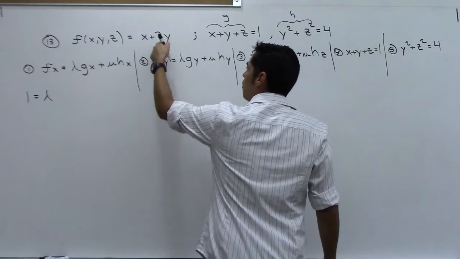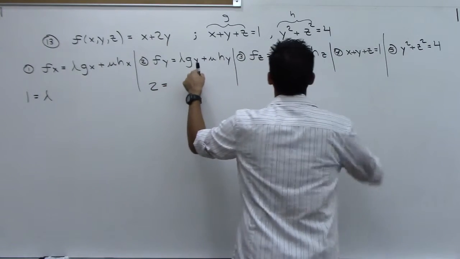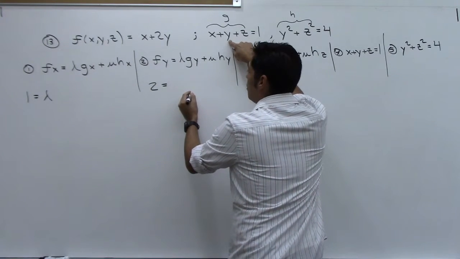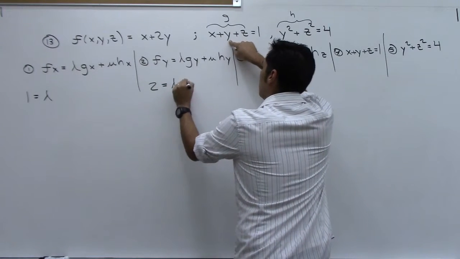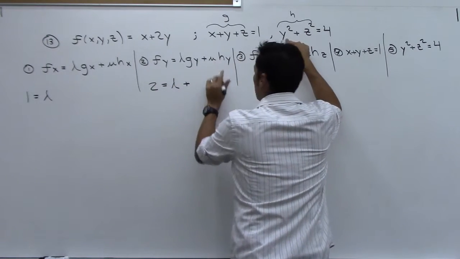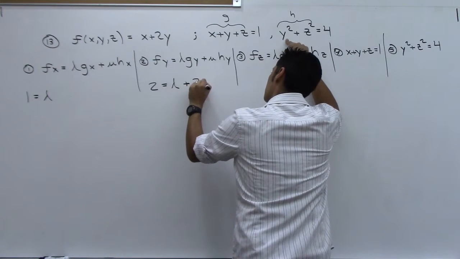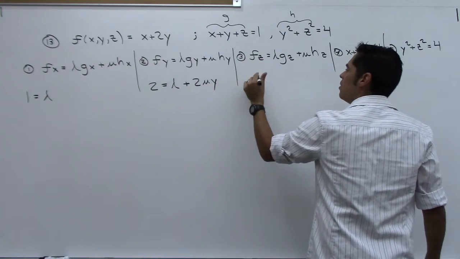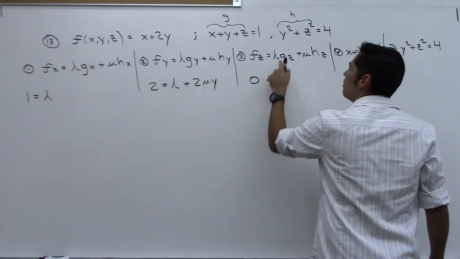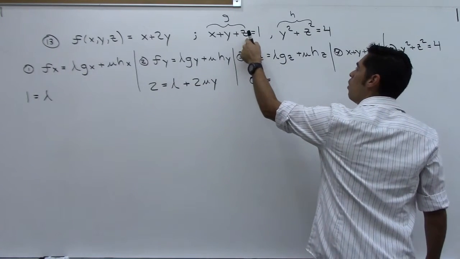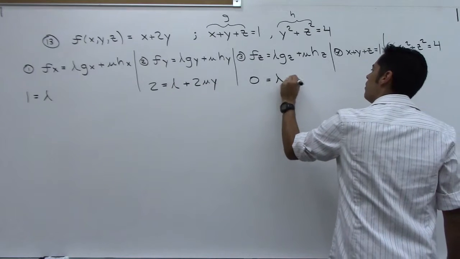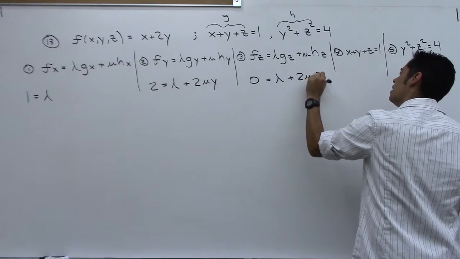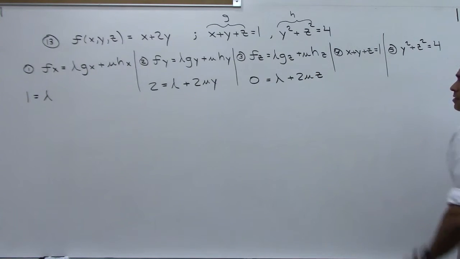Partial of f with respect to y, which is 2, equals partial of g with respect to y, which is... oh, no, sorry, this is g. Which is 1 times lambda, so lambda, plus mu times partial of h with respect to y, which is 2y times mu. So 2 mu y, like that. Okay, partial of f with respect to z, which is 0, equals partial of g with respect to z, which is 1 times lambda, so lambda, and then plus mu times partial of h with respect to z, so that's 2 mu z. And then these two equations stay.